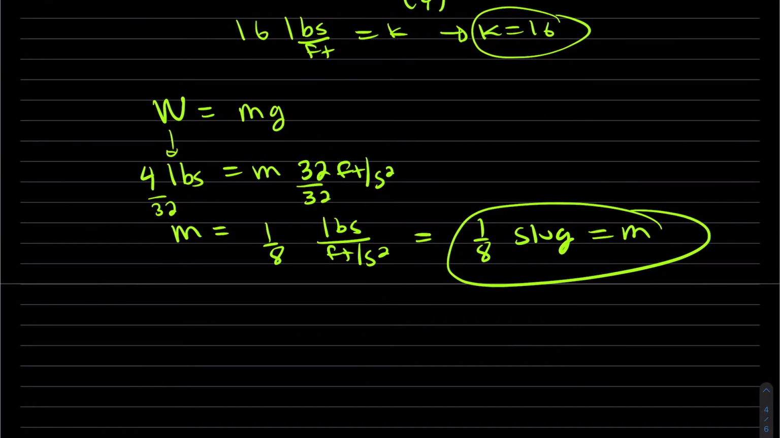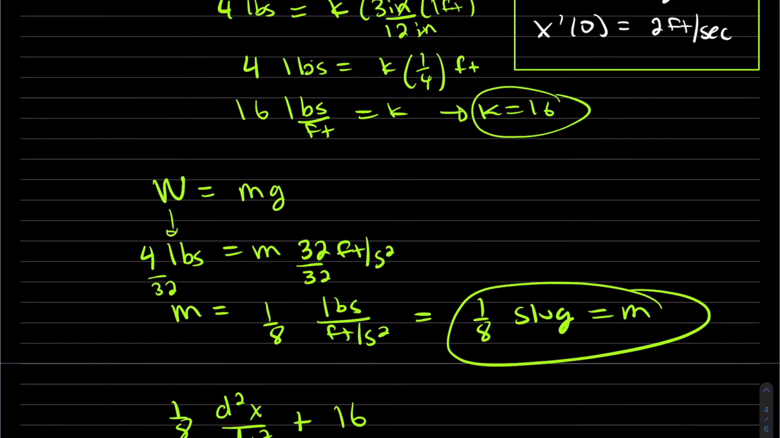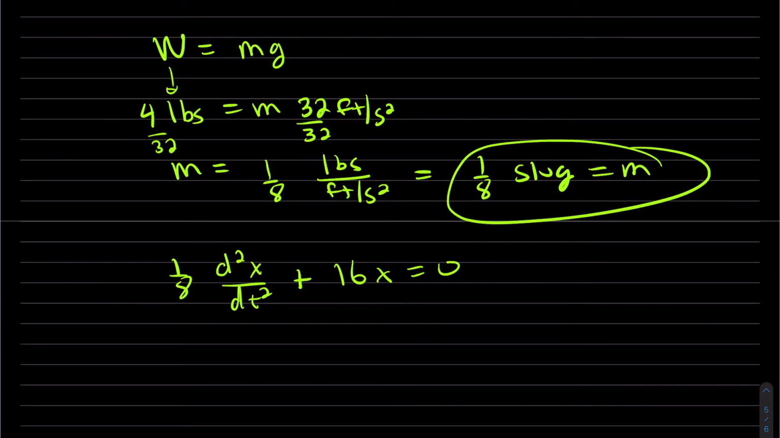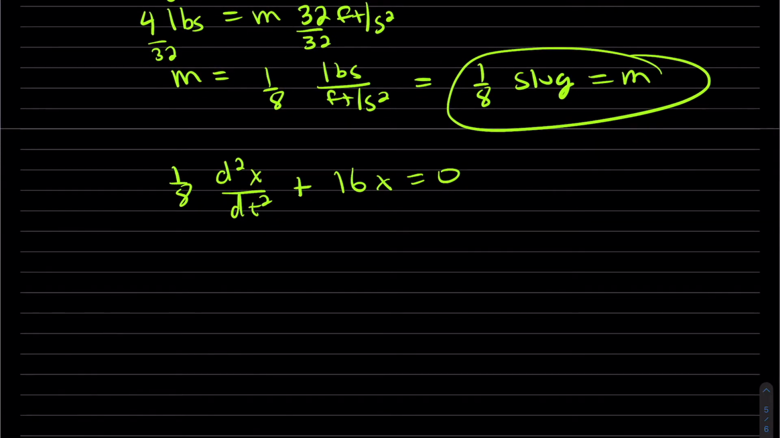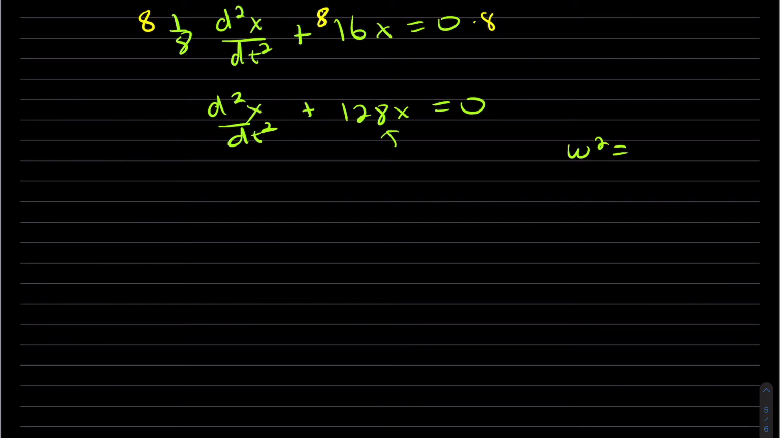Okay, plug it in to this equation. M is 1/8 d squared x over dt squared plus k is 16x equals 0. Clear out our front. I'm going to multiply, so we get d squared x dt squared plus 128x. So this is my k divided by m. My omega squared is 128, which we'll use later. Omega is the square root of 128. So perfect squared in there. 64 times 2, it looks like 8 root 2.